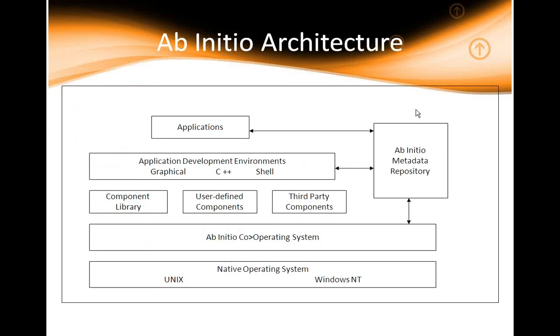So this is the basic architecture of Ab Initio. If you see the bottom layer, it is an operating system. If you want to install any software, it has to be in a specific operating system. In 99.99 percent of cases, we use Unix for installing Ab Initio. Unix, most of the cases.